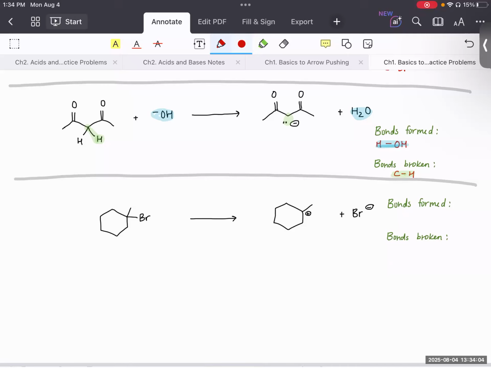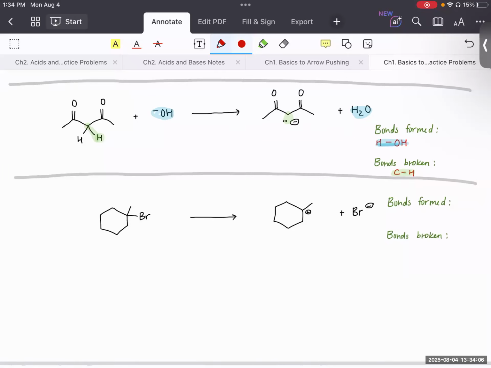And so to show the formation of the bond, we would start with the lone pair on the oxygen and draw an arrow to the atom that it forms a bond with. And so in this first arrow, right now we've illustrated the formation of H2O. And then we also want to show the breaking of the bond. So we start with the bond and then go to where those electrons end up, which is on that carbon atom in the middle.